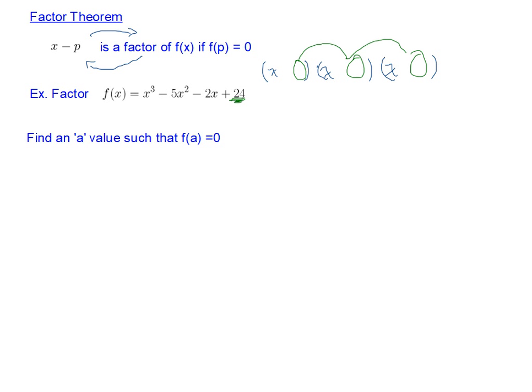Otherwise, every other term is going to have an x in it. Remember, the idea here is that we would multiply everything in one set of brackets by everything in the other set of brackets. Every other term is going to have an x except for the constant multiplied by the constant multiplied by the constant. So our search for an a value doesn't have to be a total random search. We're going to look at factors of 24. There's no need to look at any other numbers because one of these numbers has to work.